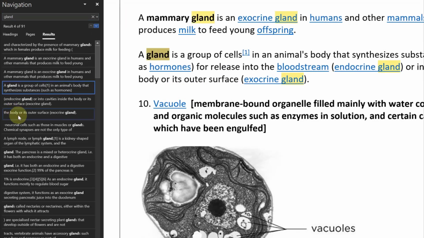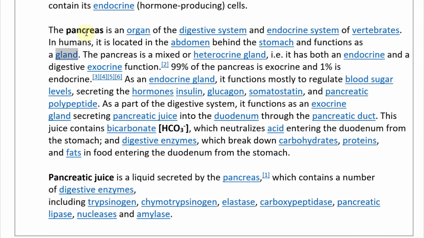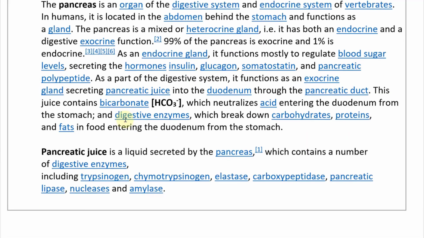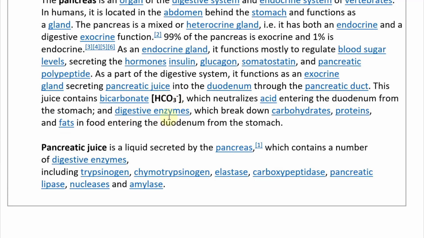So let's go back over to it. That's going to be right here, the pancreas, like that. Basically, this pancreas functions 99% as an exocrine gland, releasing substances outside of itself to other cavities in the body or to outside of the body, and 1% is endocrine, inside the bloodstream. Yes, so let's continue further right here.